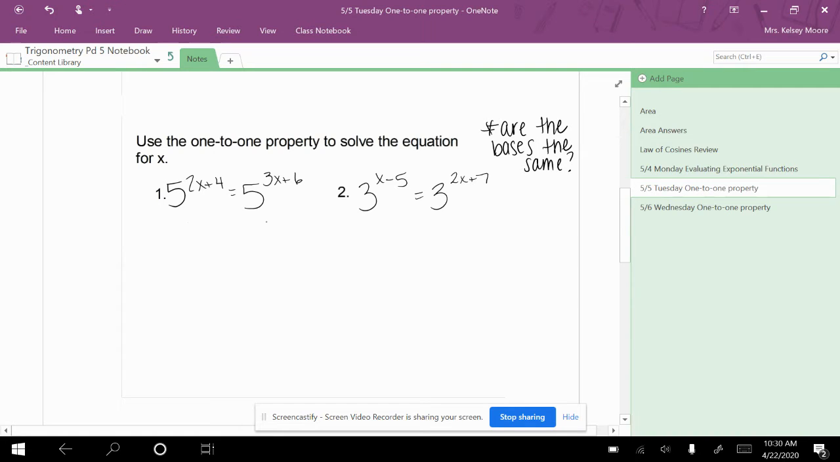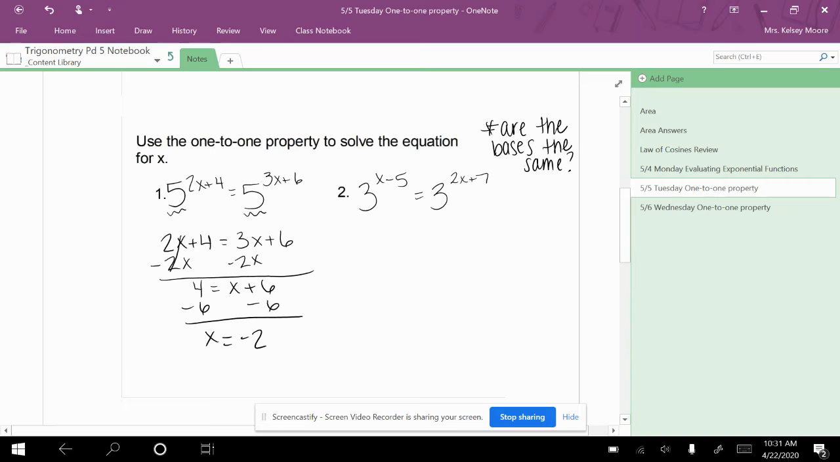So if you look at the first example, you have 5 to the 2x plus 4 equals 5 to the 3x plus 6. So both of these bases are the same. Since the bases are the same, you can just set the exponents equal to each other. So you get 2x plus 4 equals 3x plus 6. And then you just have to solve the equation for x. And you should get x equals -2.